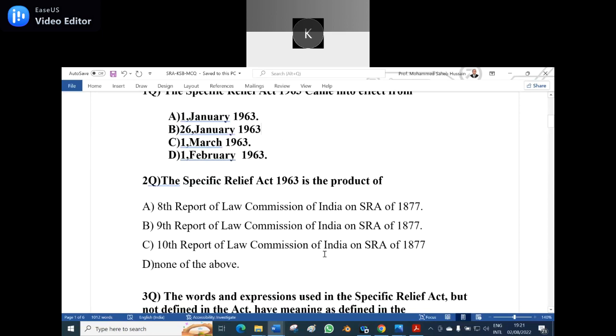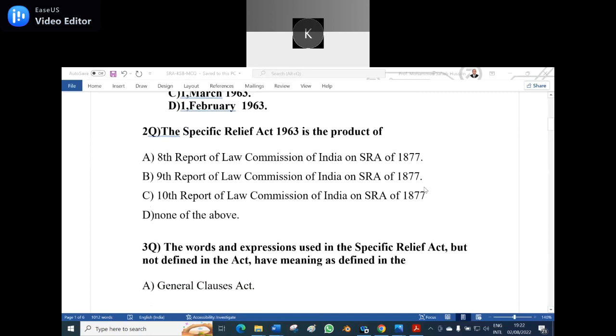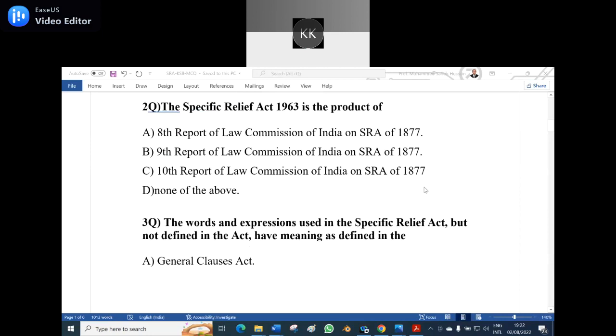Second, the Specific Relief Act 1963 is the product of: option A, the 8th Report, that is the Specific Relief Act of 1877; option B, the 9th Report of the Law Commission of India on the SRA of 1877; option C, the 10th Report of the Law Commission of India on the SRA of 1877; D, none of the above. Option B is the right answer, the 9th Report of the Law Commission of India on the SRA of 1877.